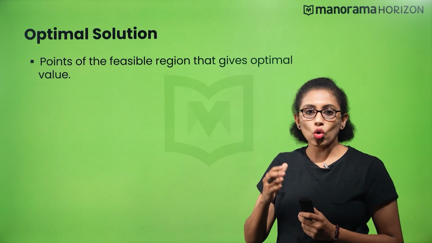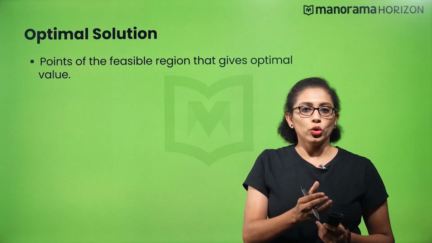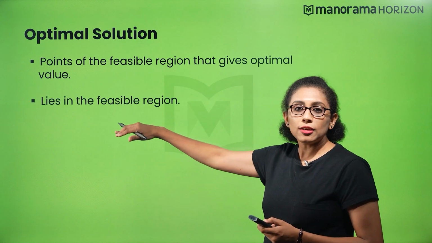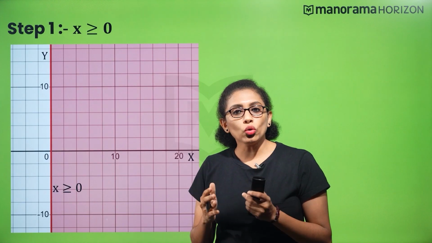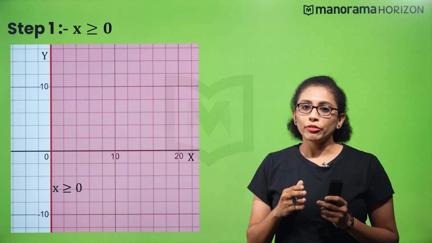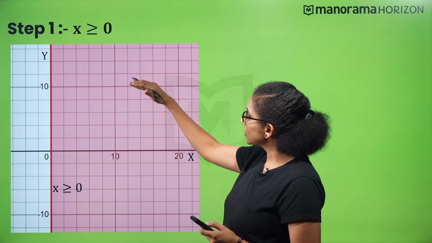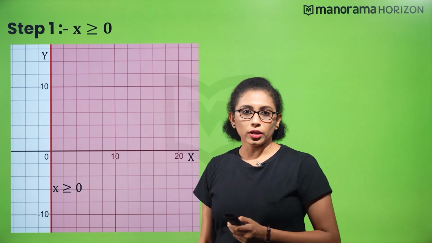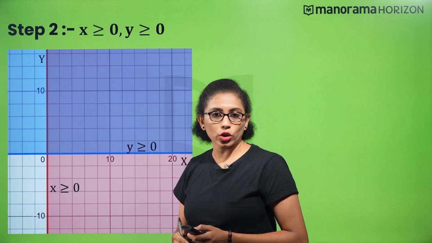That is, those points of the feasible region that give the optimal value are called the optimal solution, and they lie in the feasible region. Now, since the two variables are positive, we consider only the first quadrant. For example, x greater than or equal to 0, already plotted here. This will be y greater than or equal to 0.